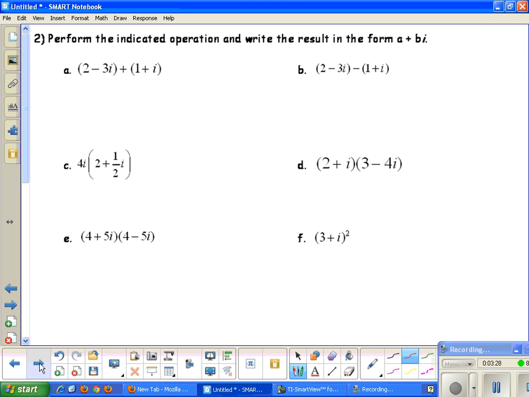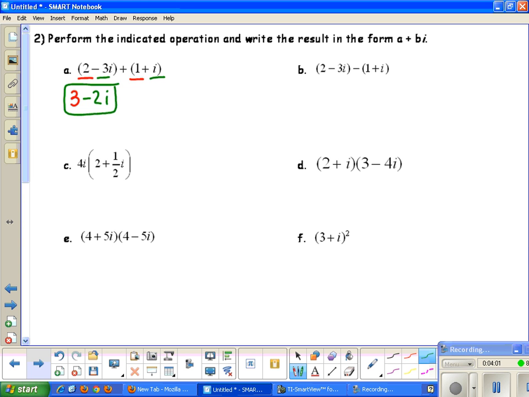The next thing we want to do is to perform the indicated operation and write the result in the form of a plus bi, so complex number form. If I look at the first one for a, to do this, you just want to combine your like terms. What are my like terms? My real numbers. So 2 plus 1 gives me 3, and then my imaginary part is also like terms. So minus 3i plus i would give me minus 2i. And this would be my solution.